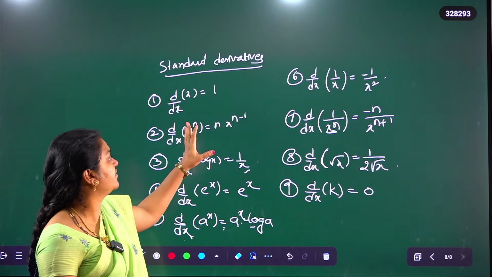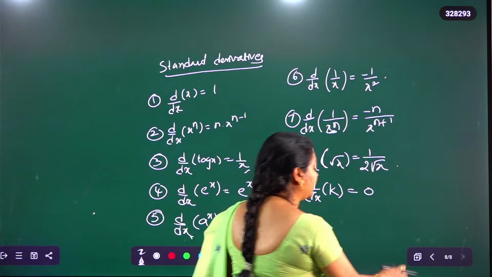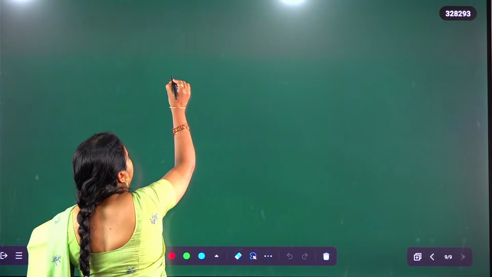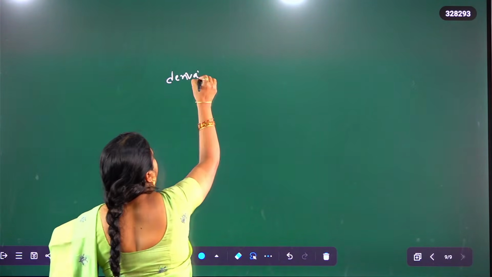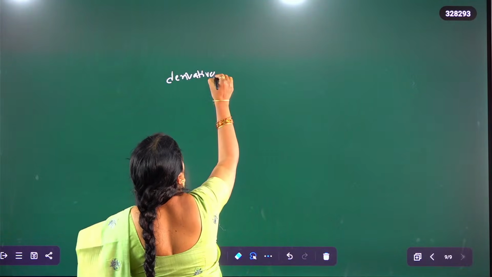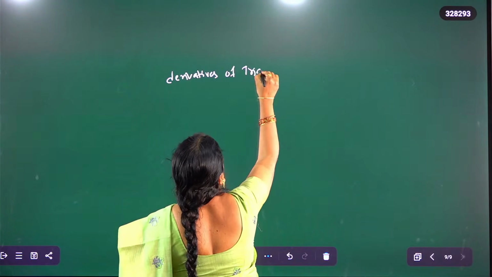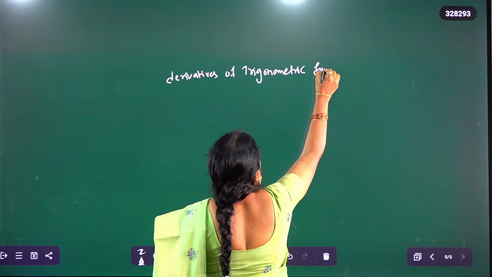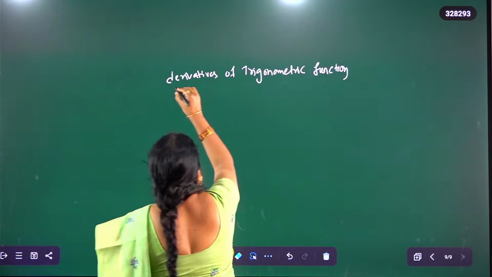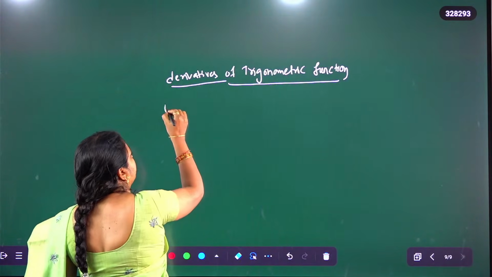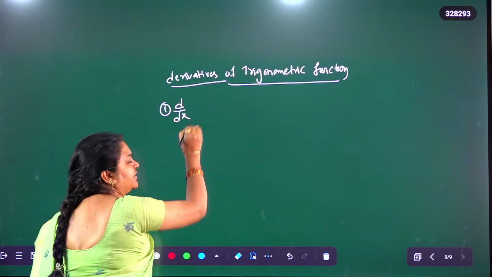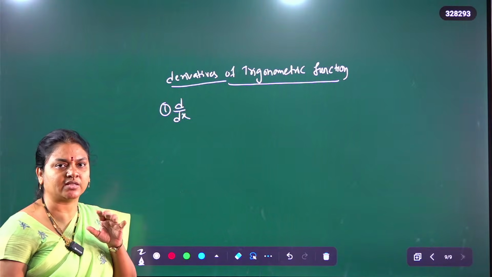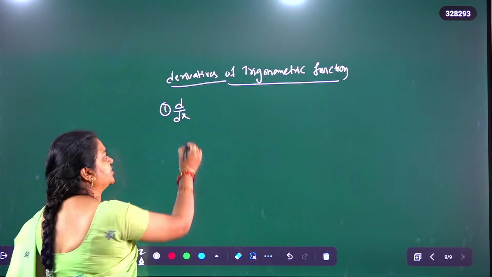And these are all standard derivative formulas. Now we have derivative formulas in trigonometry also, right? In the previous class we have done some, so we will do some derivatives of trigonometric functions. These also you need to remember, right? Our trigonometric functions are sine, cos, tan, cot, and sec and cosec are there, right? So all these formulas you need in your problems.